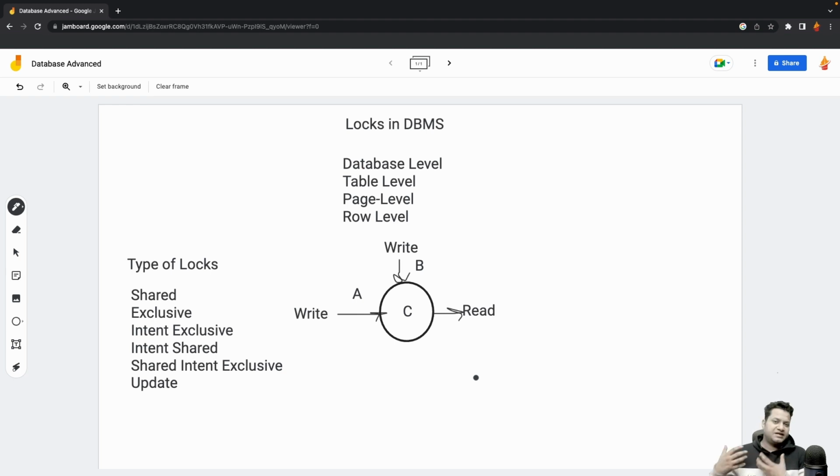So this is kind of a problem. When a write is happening, what should the read get? Should it get A, should it get B, or should it get C? To solve such problems, locks are always useful. This is a very important question asked in most interviews: what are the different types of locks, and at what level can locks be applied?